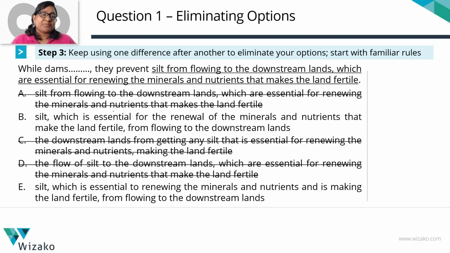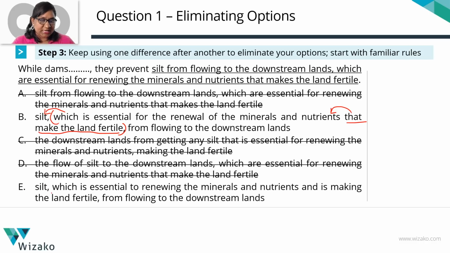Alright. So this is my entire modifier. If I read without it, it says they prevent silt from flowing to the downstream lands, which makes sense. What is essential? The silt, that also makes sense. This is another mini modifier that make the land fertile. So you can ask what makes the land fertile, and it's the minerals and the nutrients, which also is next to the word that it's referencing. So everything in B seems to make sense. Let's quickly check E as well.